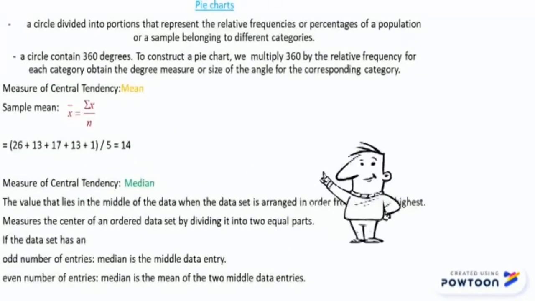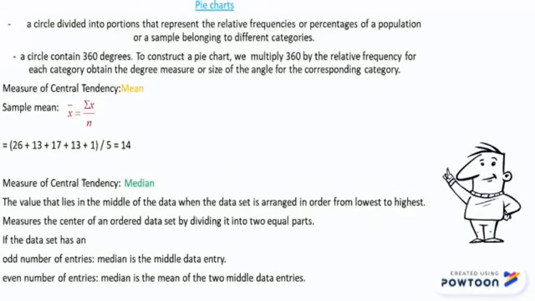Now I will measure the central tendency of the mean. Below is the formula for the sample mean. The mean of the data is 14.